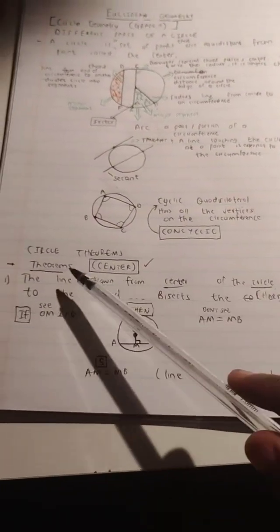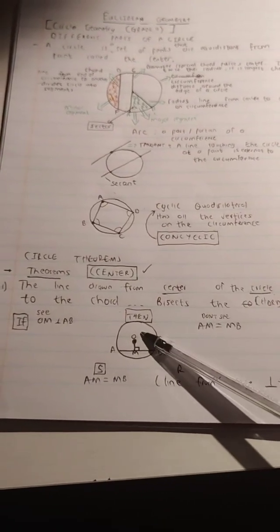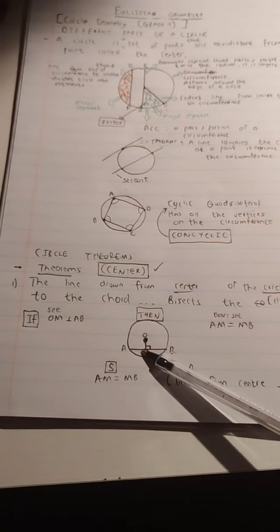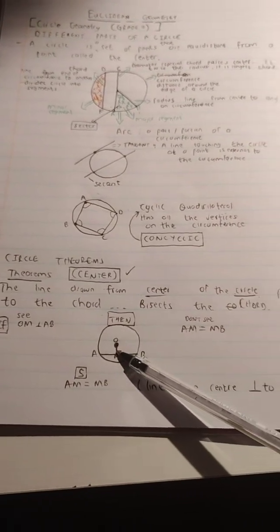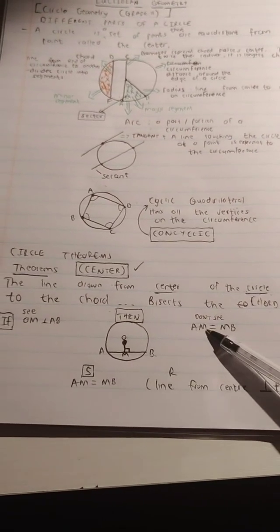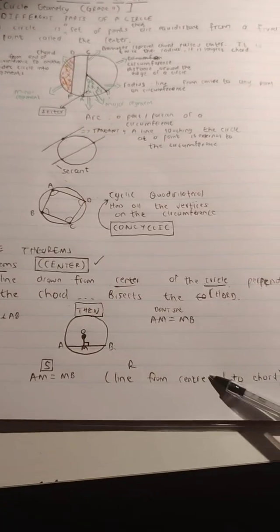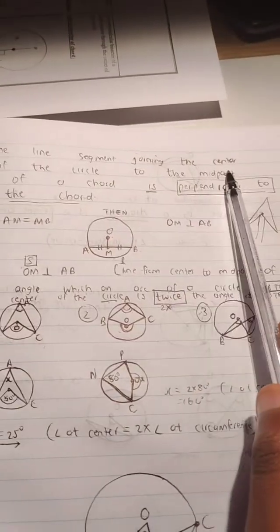Then we also looked at the first theorem with regards to the center, which in summary says that if a line is drawn from the center of the circle perpendicular to the chord, it bisects the chord. So our statement for this diagram is AM is equal to MB, and our reason is: line from center perpendicular to chord.